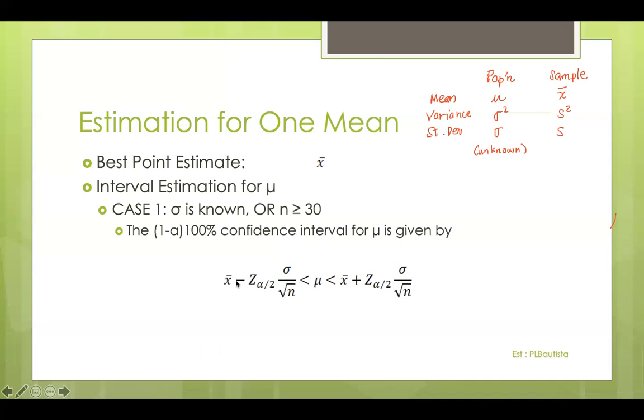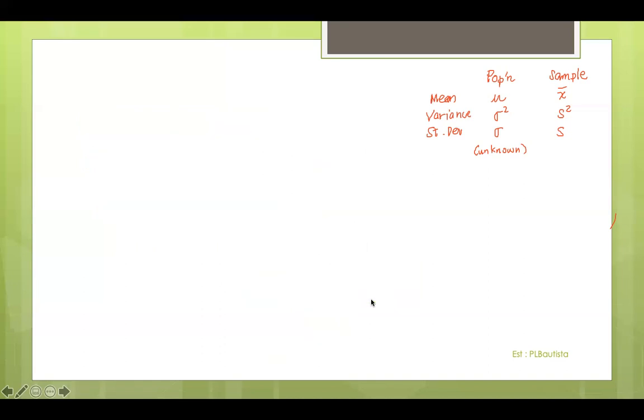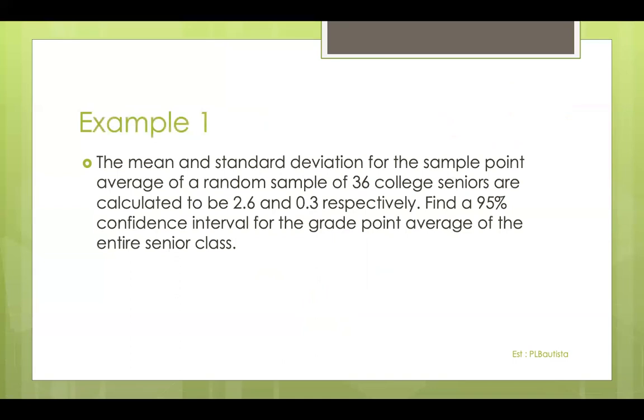We start with the point estimate x bar, and then just add or subtract what we call the margin of error. This is the same value in the lower limit and the upper limit. You just add and subtract it from x bar. In our last meeting, we already had the first example, which is the mean and the standard deviation for the grade point average of 36 college seniors. And we were able to find the 95% confidence interval for mu, given by 2.502 to 2.698.